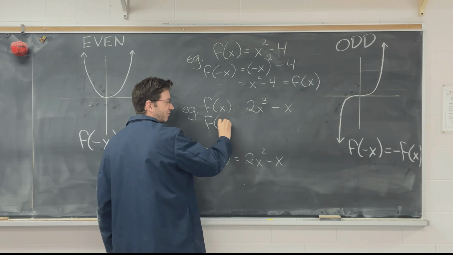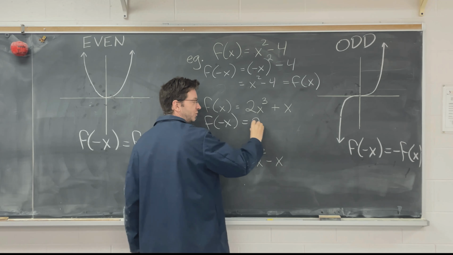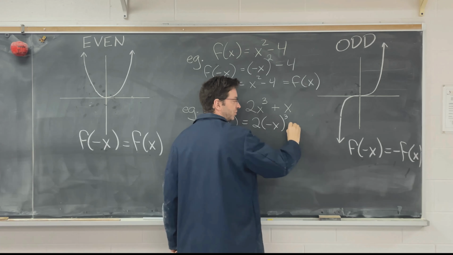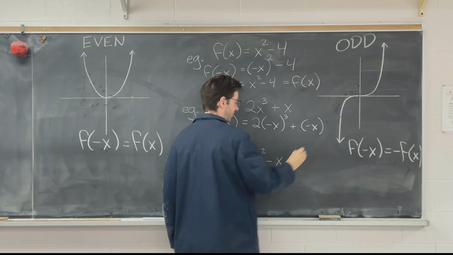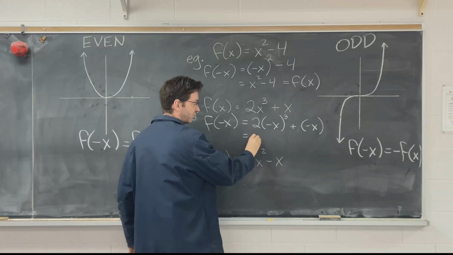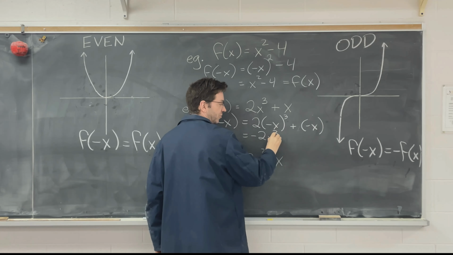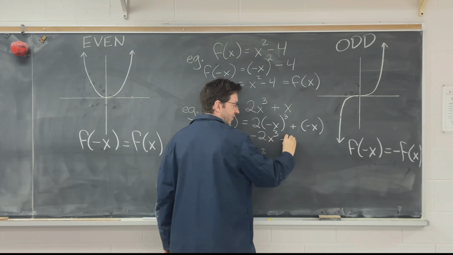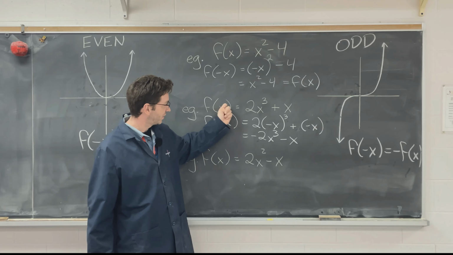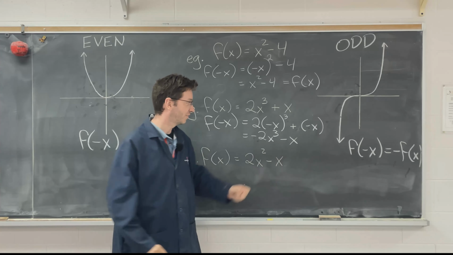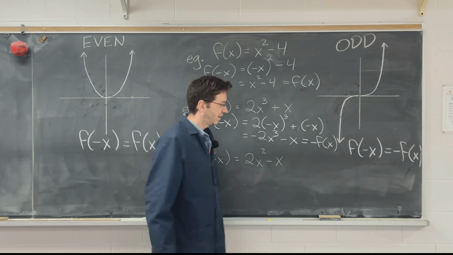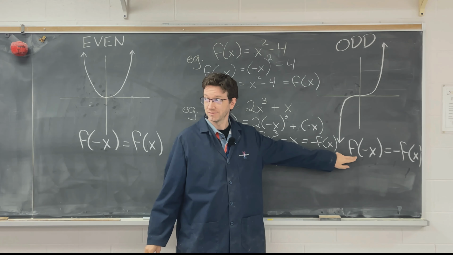If we were to look at what f of negative x is, well, 2 times, use brackets, so negative x cubed plus, let's just use brackets again, negative x. Okay, a negative cubed gives us a negative, so we have negative 2x cubed, and positive and negative give us a negative. It looks essentially like what this function would be if I multiplied every term by a negative. This is equal to negative our original function. And therefore, it's an odd function.